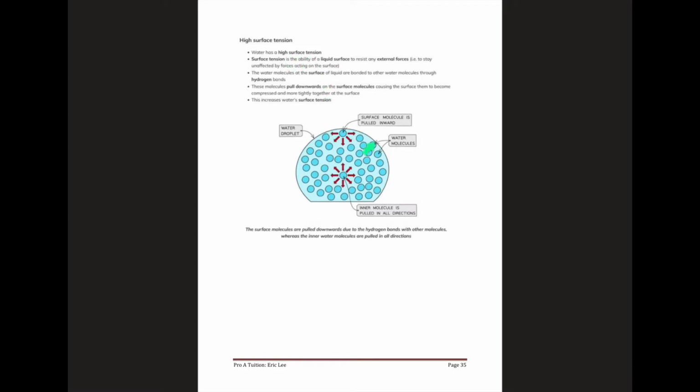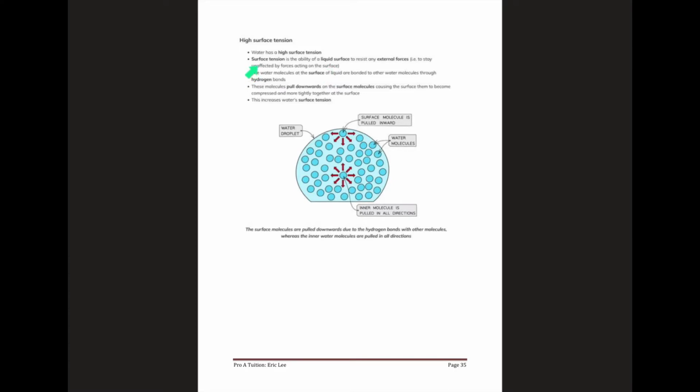That means you look at the picture here, because of hydrogen bonds, they stick to the water molecules at the bottom, making the molecules go downwards overall, and making the surface have a lot of water molecules, and that is the surface tension. Okay. So surface tension is the ability of a liquid surface to resist any external forces. For example, to stay unaffected by forces acting on the surface. So that is surface tension.